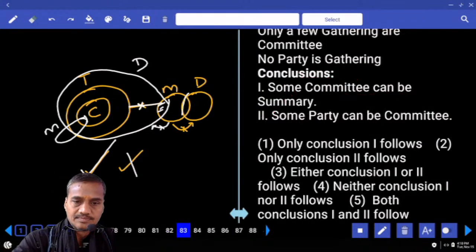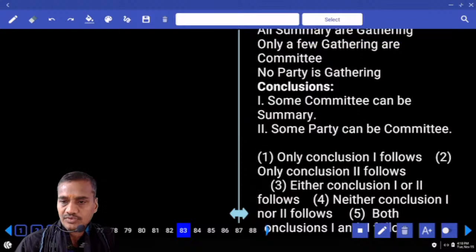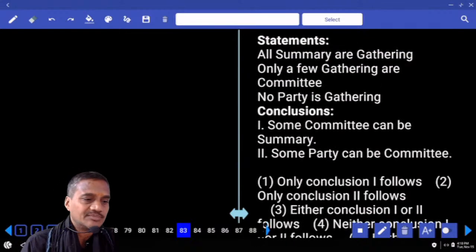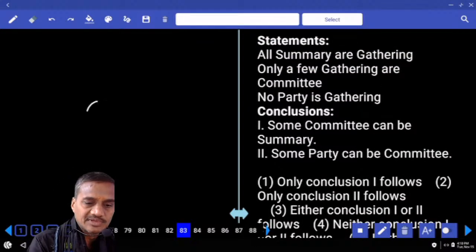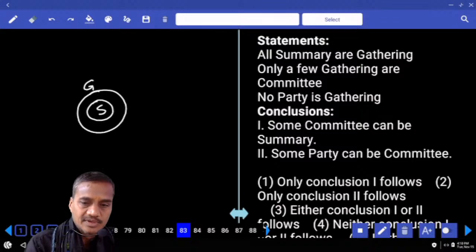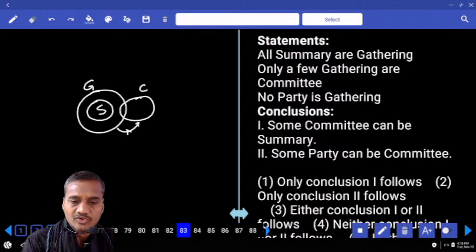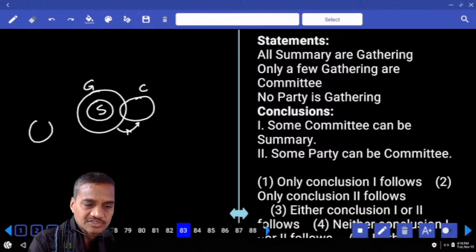Then 83. Only a few gatherings. All summary are gatherings can be written like this, summary and gathering. And next one, only a few gatherings are committees. Only some of the gatherings are committees, but not all. And next one, no party is gathering. No intersection between party and gathering.